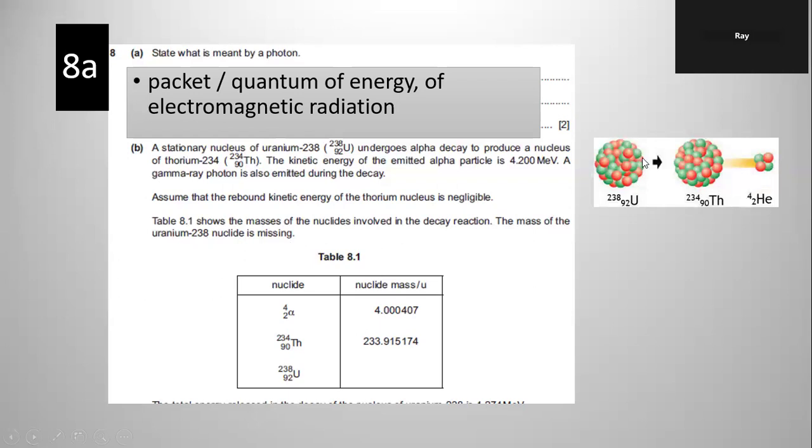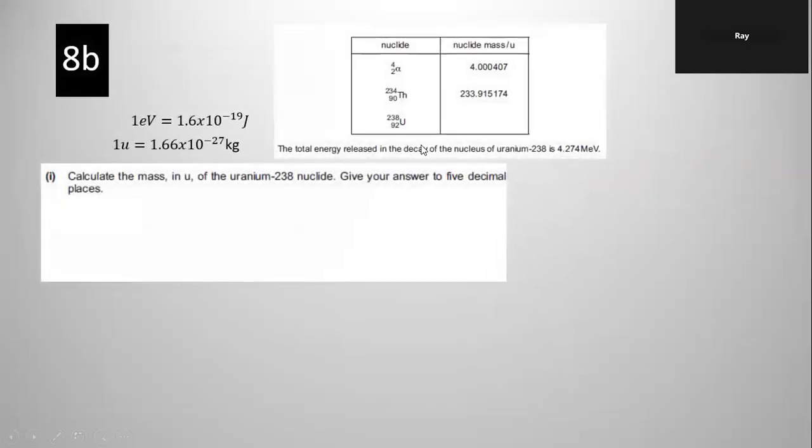Right? Have a picture in your mind of what's happening. And then remember that this one you need to remember, same as the charge of the electron. This one you can get from the data sheet. Okay, it's part of the table. Calculate the mass in atomic mass unit of uranium-238. Give your answer in 5 decimal places.